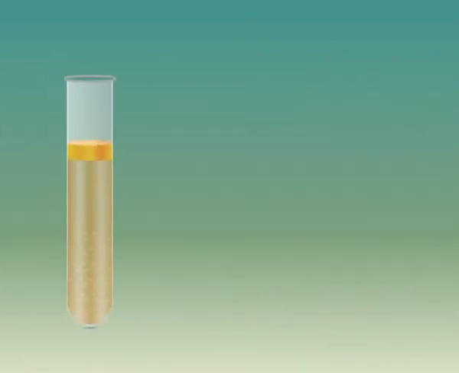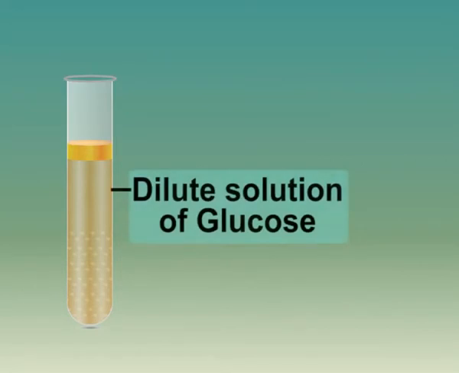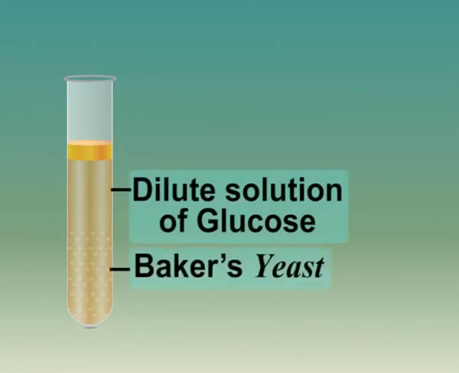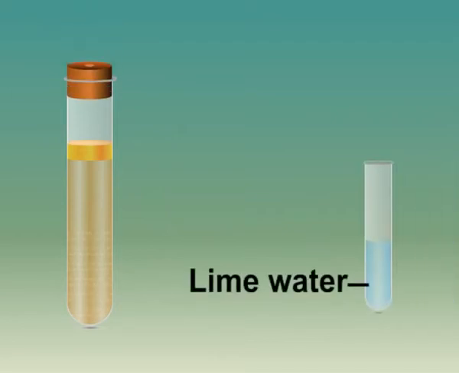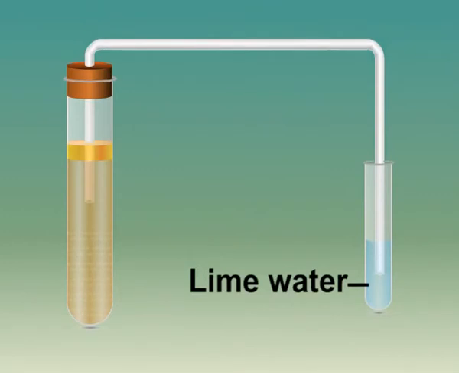Take a test tube containing dilute solution of glucose. Add a pinch of baker's yeast. A thin layer of oil is put over it to prevent contact with air. The mouth of the tube is closed with a cork, and a delivery tube is dipped in lime water.